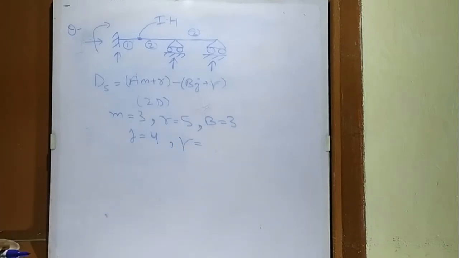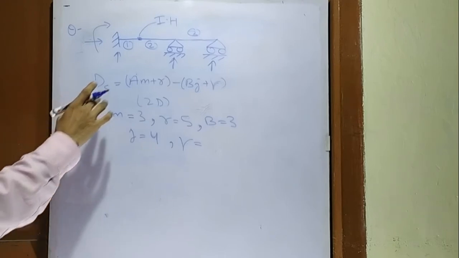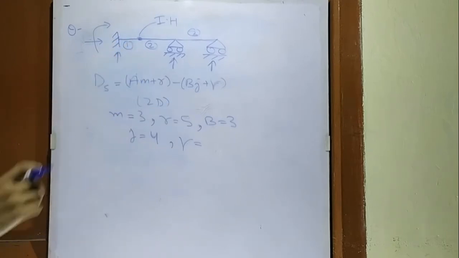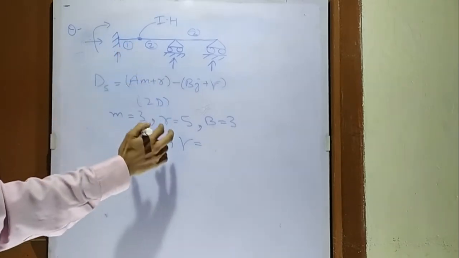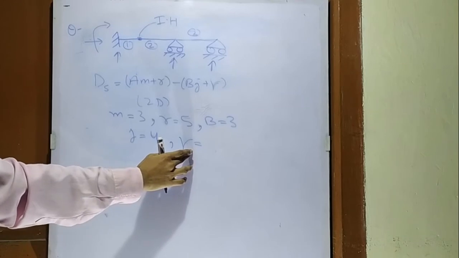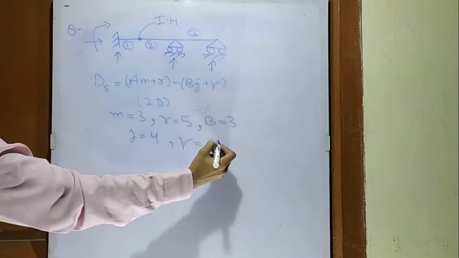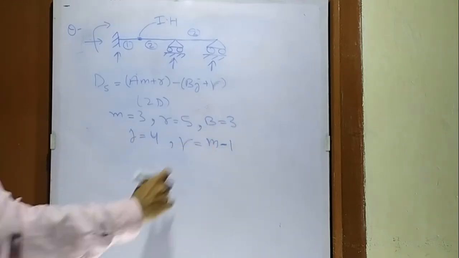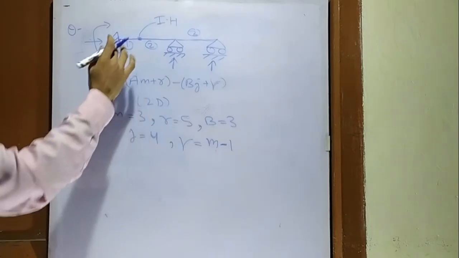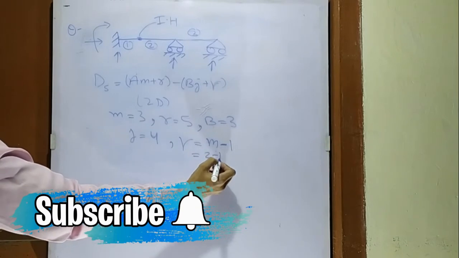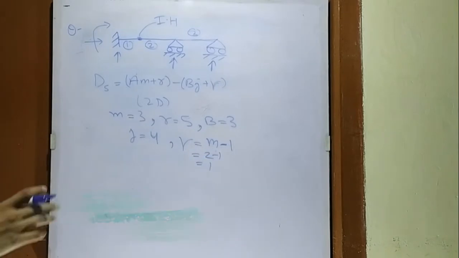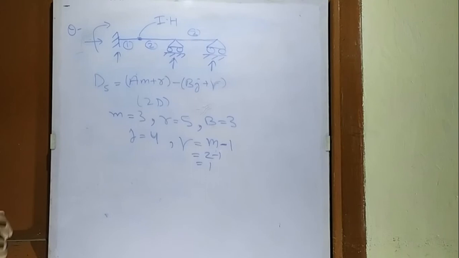Okay, and what is the value of gamma? In the previous video of static indeterminacy, we have learned that an internal hinge releases moment. In the 2D case, the number of releases at an internal hinge is equal to the number of members meeting at this support minus 1. At this support there are 2 members meeting, so 2 minus 1, which comes out to be 1. If you have not seen that video, you can find the link of that video in the description.